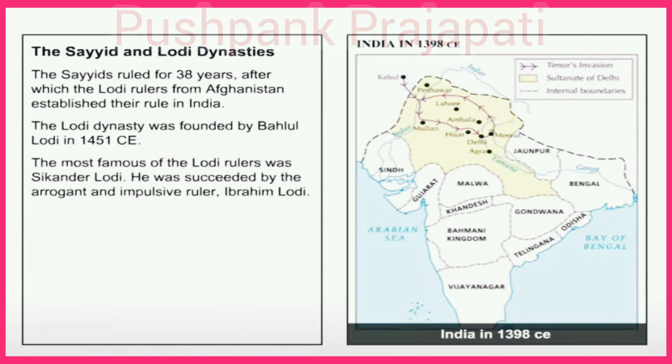The most famous of the Lodi rulers was Sikandar Lodi. He was succeeded by the arrogant and impulsive ruler Ibrahim Lodi.